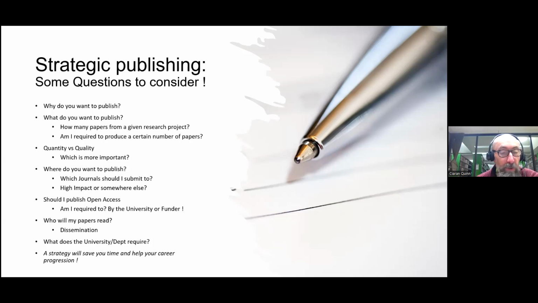What does the university or department require? And a strategy will save you time and help your career progression. So it's really worth your while thinking about all this before you write anything, so you'll have a nice strategy in place before you start.